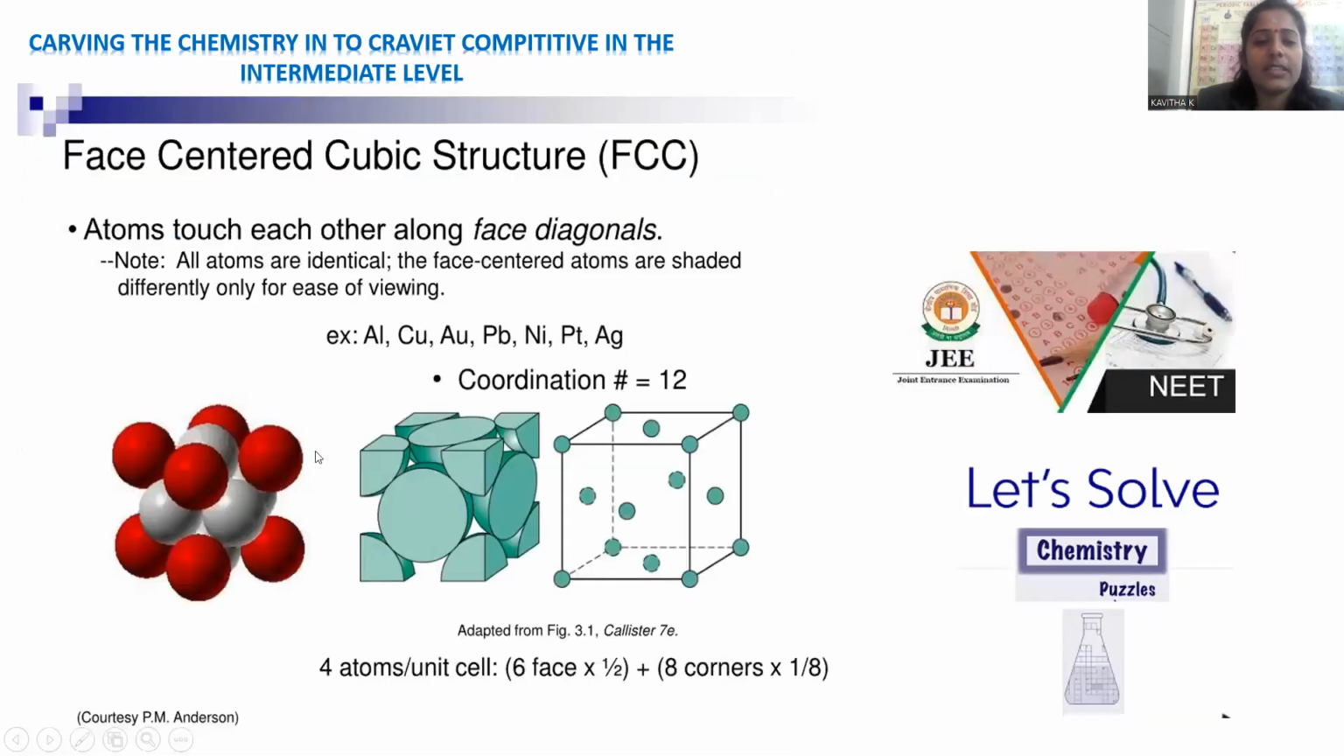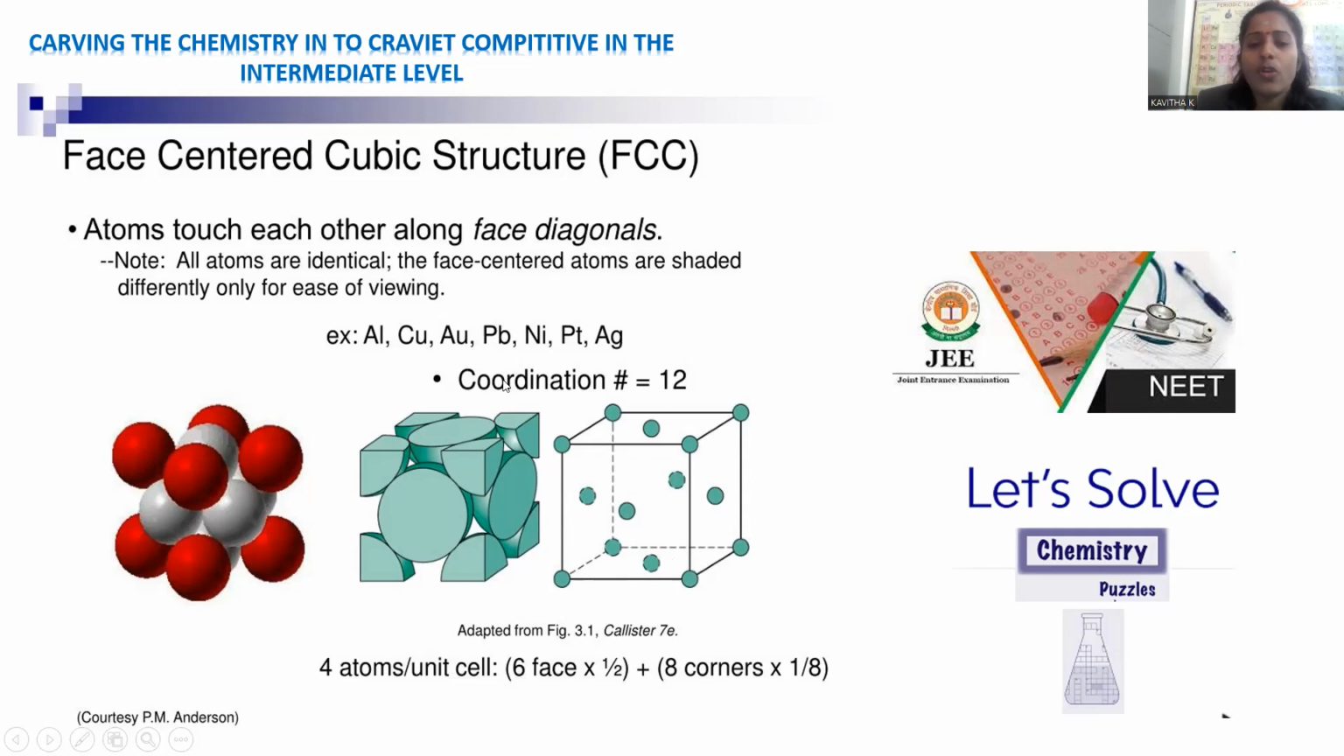In order to calculate that, first of all, we have to see the FCC geometry. In the face-centered cubic geometry, 1, 2, 3, 4, 5, 6, 7, 8 corners will be there. Apart from that, 6 faces will be there: top face, bottom face, left face, right face, back face, front face. This is the way you have to mention the 6 faces over here, right? 8 corners and 6 faces are provided.